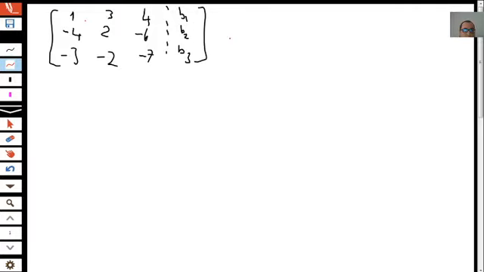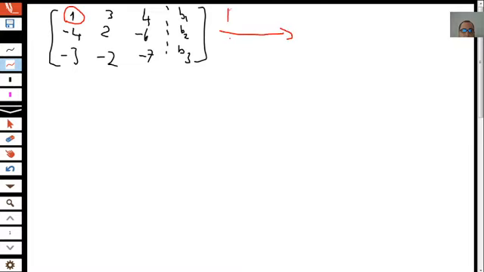Okay, first we find the first pivot position, which is located in the first row. The leftmost non-zero constant is 1, and it is in the first entry in the row. Therefore, we can say it is a pivot position for the first row. So we should get 0 for minus 4 and minus 3 easily.